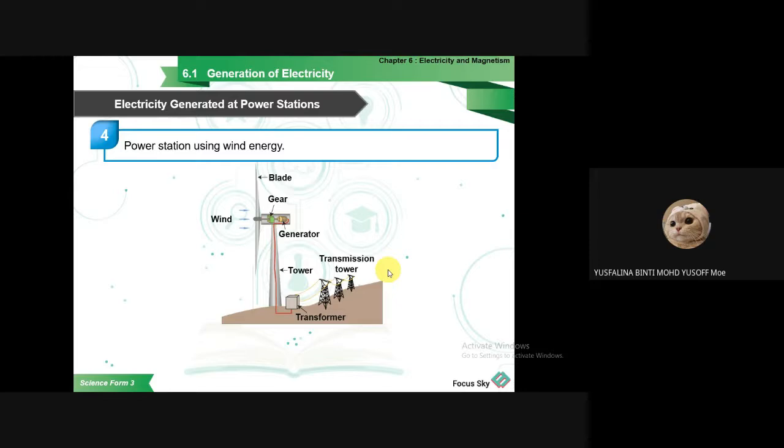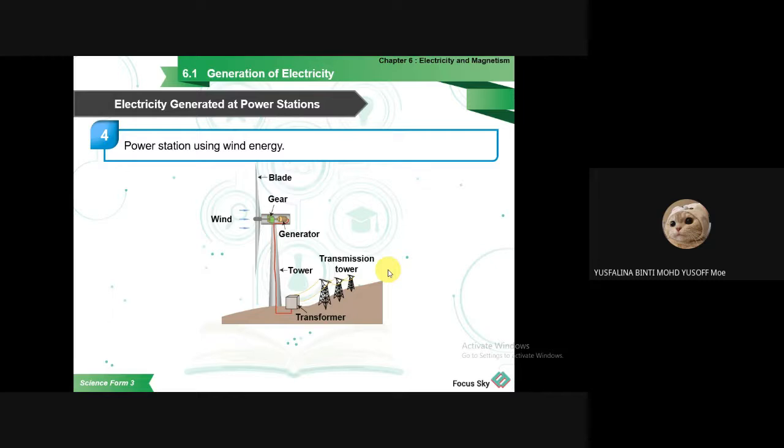If you use wind, the wind will blow the blade, and the blade rotates faster. If you use water, the water will rotate the turbine. It will flow from the high place, and then after that it goes down and rotates the turbine.